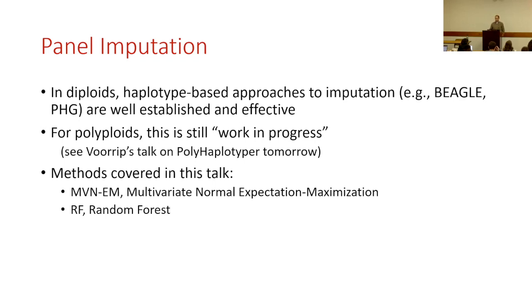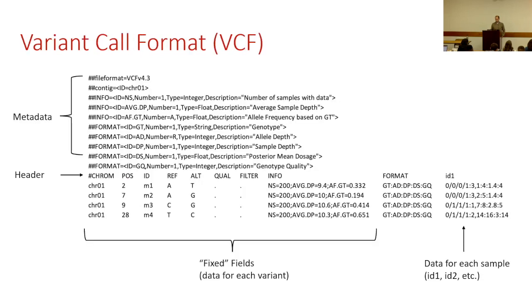In the meantime, what I can tell you about are things that we've tried that don't really exploit a haplotype approach in the genetic sense of it. The two methods I'll talk about are, first, an approximation called the multivariate normal EM algorithm, and second, a classic machine learning algorithm called the random forest.